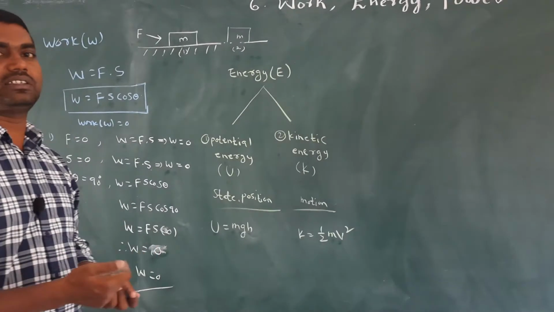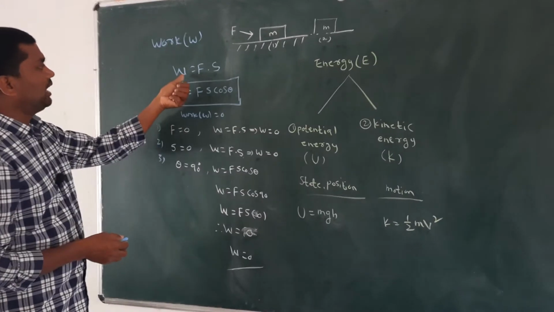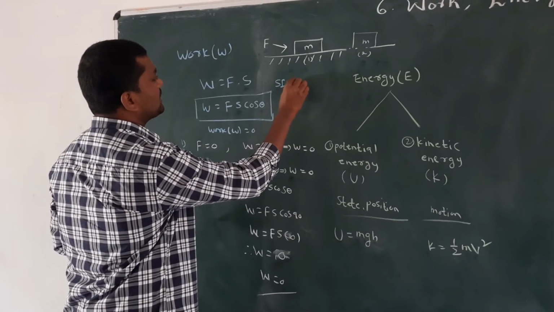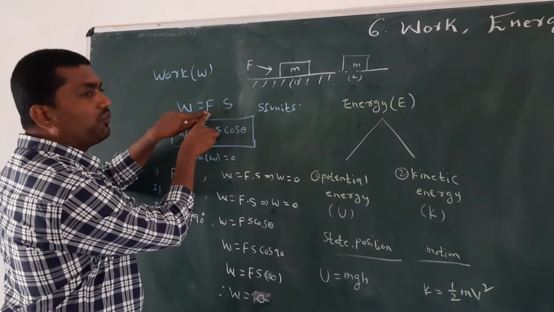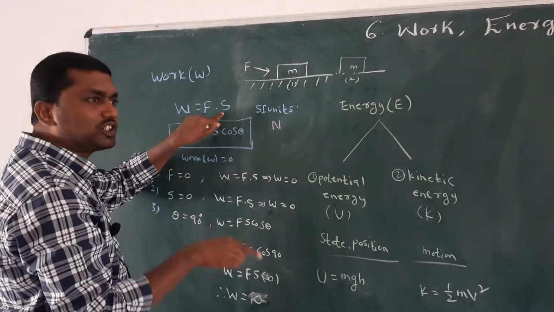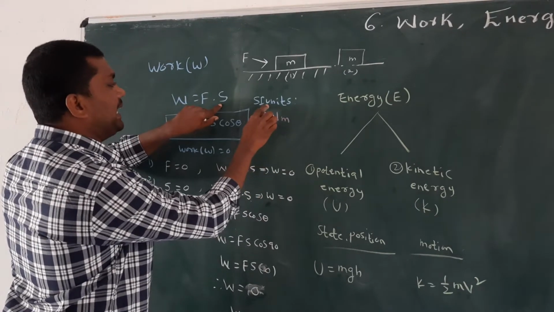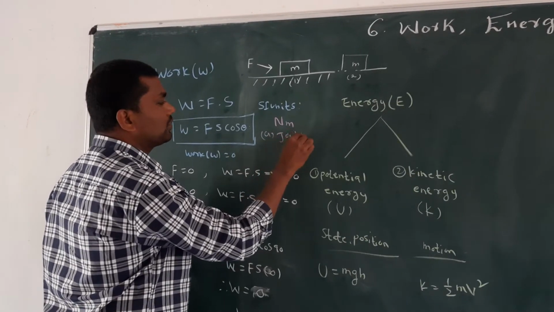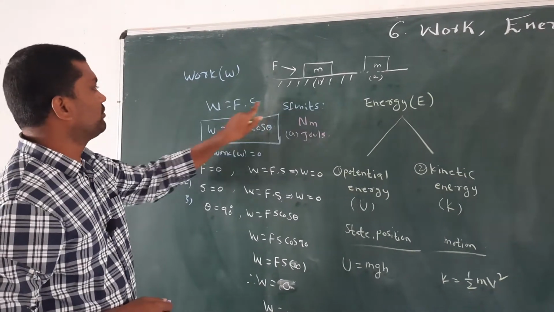So we can take the SI units of work and energy. In this situation we can take W is equal to F dot S. So the SI unit of work: F is the force, measured in Newton, and S is the displacement, measured in meter. So Newton meter is the SI unit of work, and also we can take joules. Both Newton meter and joules are the SI unit of work.